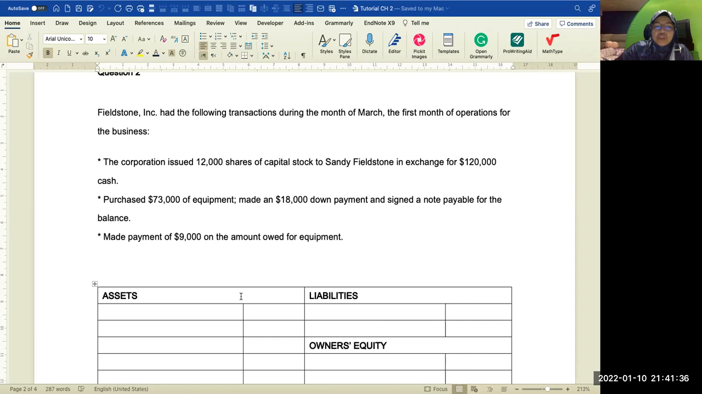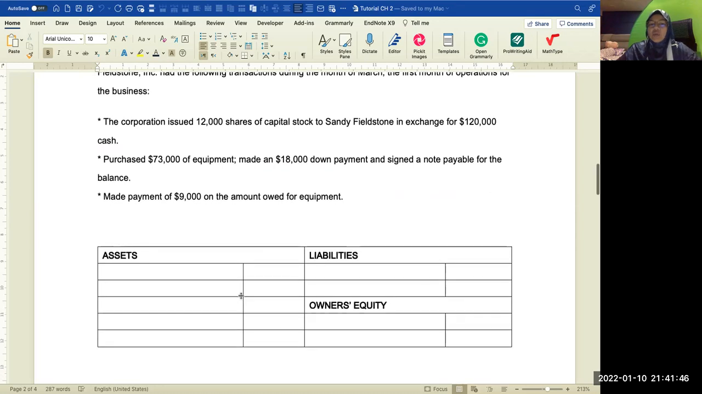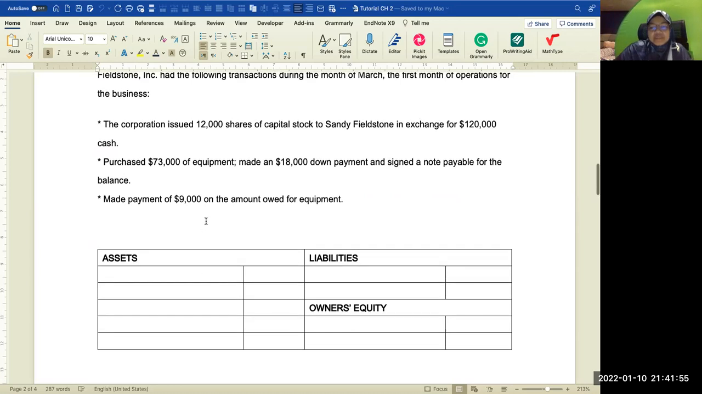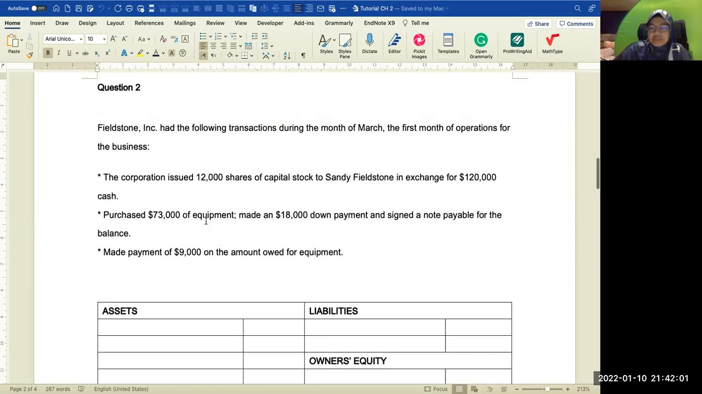The corporation issued 12,000 shares of capital stock to Sandy Fieldstone in exchange for 120,000 cash. So now what would be the transaction? Anyone? Sorry, could you please scroll up a little bit so we can reread it again?